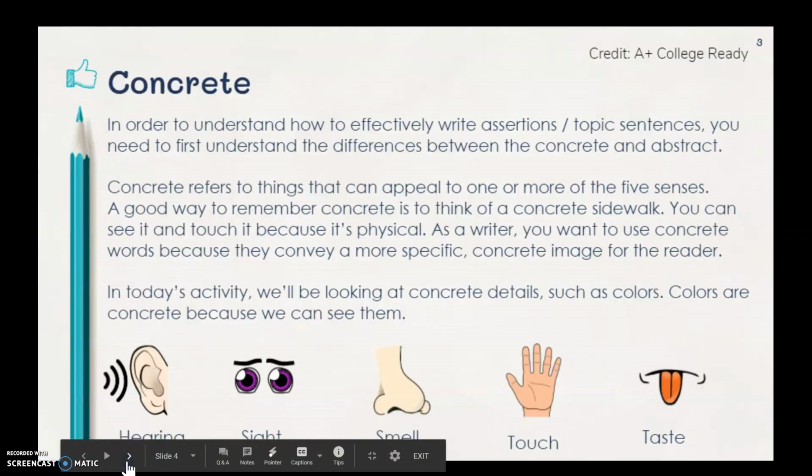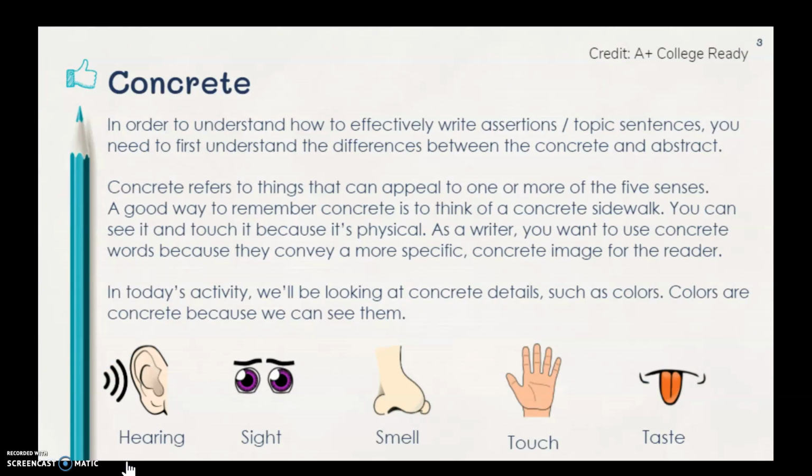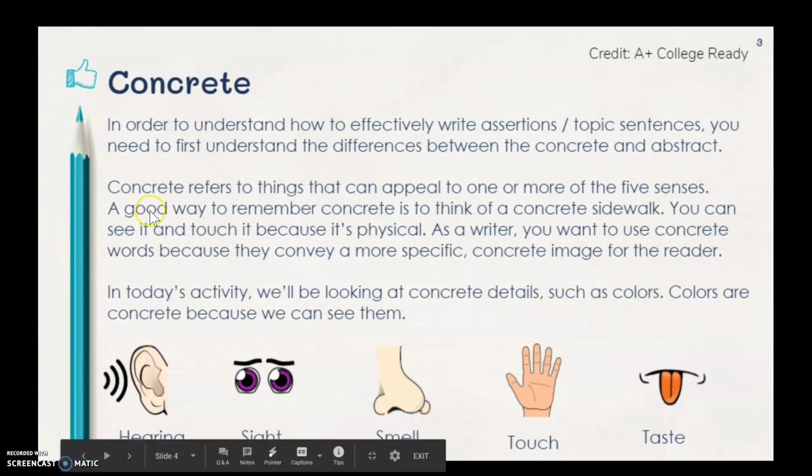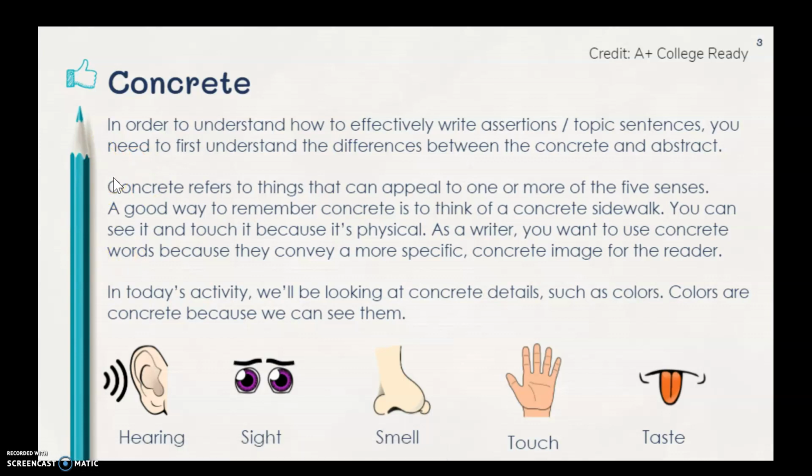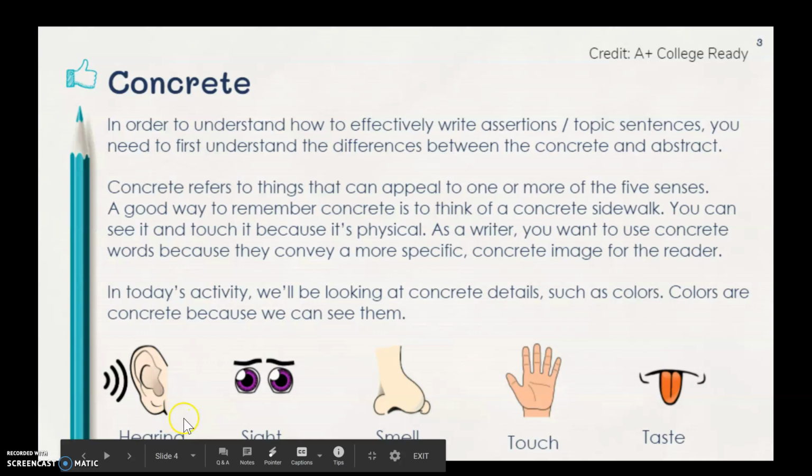Now, I told you in the first slide that your topic sentence is made up of 3 things: the concrete, the abstract, and strong verbs. So let's break it down to see what I mean. Concrete. In order to understand how to effectively write a topic sentence, you need to know the difference between concrete and abstract. So concrete, we're right here, refers to things that can appeal to one or more of your 5 senses. And your 5 senses, I've listed them at the bottom. Hearing. So can you hear something? Can you see it? Can you smell it? Can you touch it? Or can you taste it?